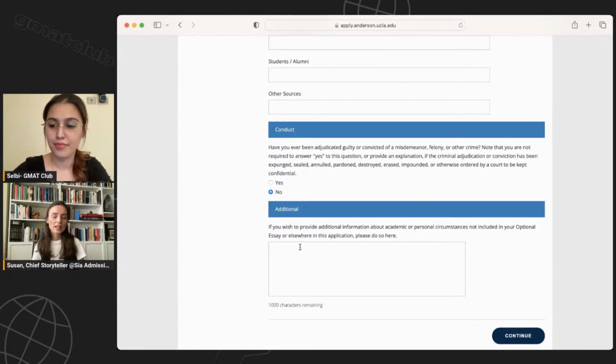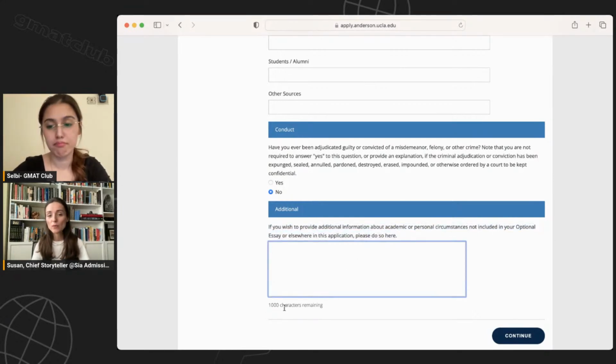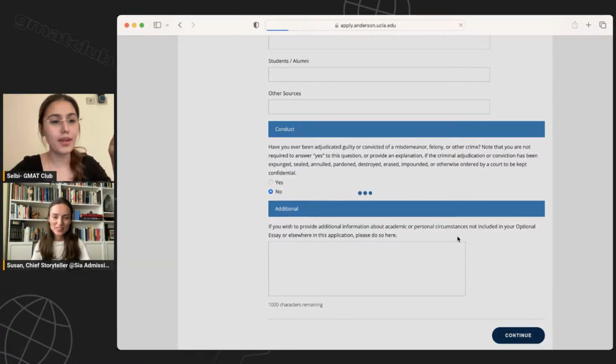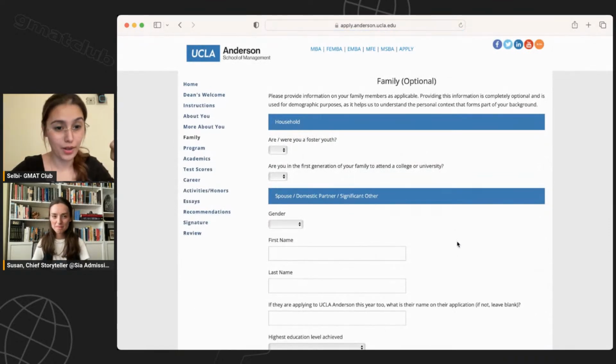All the schools have an optional essay, and the way they allow students to provide additional context to their application varies a little bit by school. Some schools have a dedicated section next to the main essays, and other schools have it elsewhere. For UCLA, you have it right here: provide additional information, and you have 1,000 characters remaining. And just remember, it's 1,000 characters with spacing, not without spacing. All the nuances there.